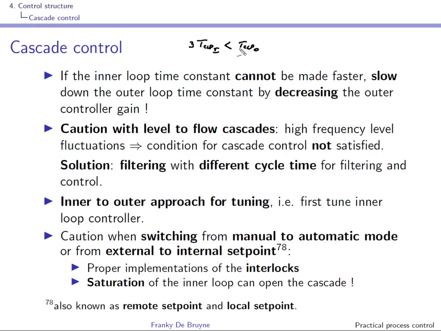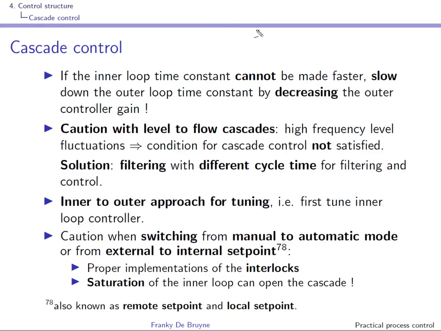Okay, the easiest way to tune the cascade is to use the IMC PID tuning method that will be introduced in the next section. And in this tuning method, the desired closed loop time constant is used as a tuning parameter, and it makes it easy to check and to impose that this condition is indeed verified. You have to use cascade control with caution if there is noise, high frequency noise on the outer PV, and this is for instance the case in level to flow cascades.